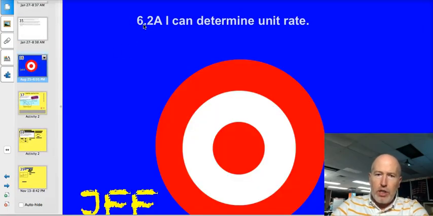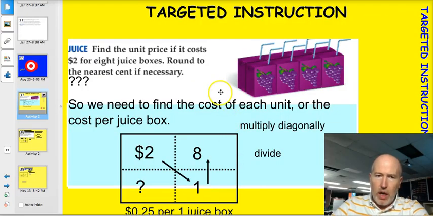All right, officially tonight our target is 6.2a. I can determine unit rate. Let's do this thing. All right, our problem du jour. Find the unit price if it costs $2 for 8 juice boxes. Round to the nearest cent if necessary.